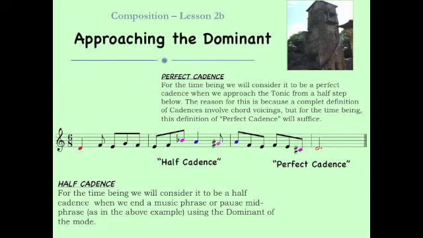The definition of a cadence is a lot more complex than what I'm going to get into here, but for our purposes, just know that a perfect cadence is when you approach the tonic from a half step below, as you see in our example here. A half cadence is where you end up on the dominant instead of the tonic, which is what happens in measure 2 and the very beginning of measure 3. Perfect cadence, half cadence.